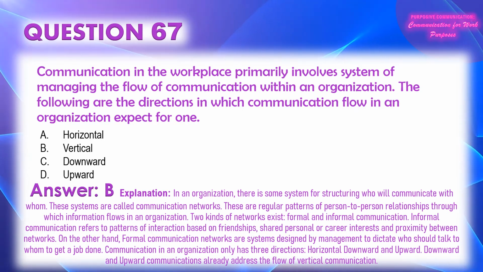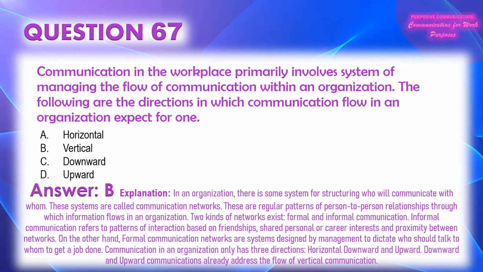These systems are called communication networks. These are regular patterns of person-to-person relationships through which information flows in an organization. Two kinds of networks exist: formal and informal communication. Informal communication refers to the patterns of interaction based on friendship, shared personal or career interest, and proximity between networks.